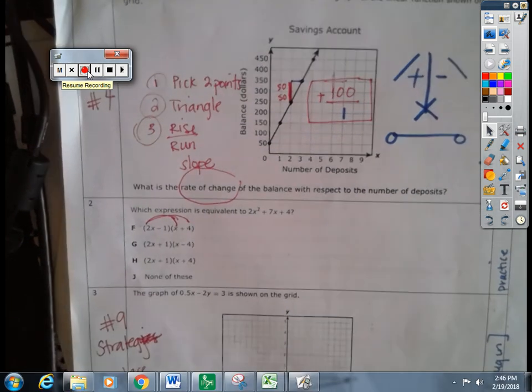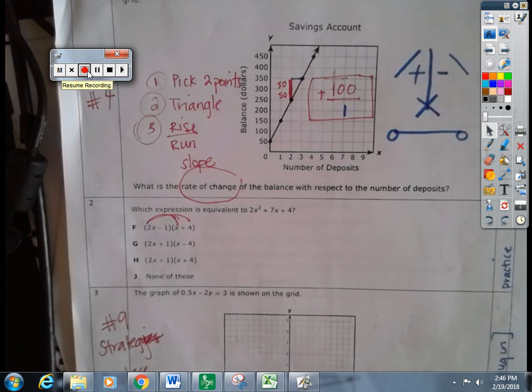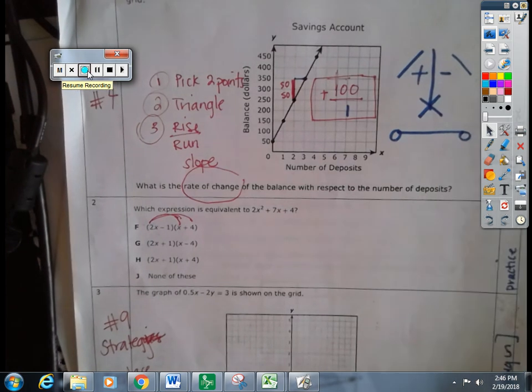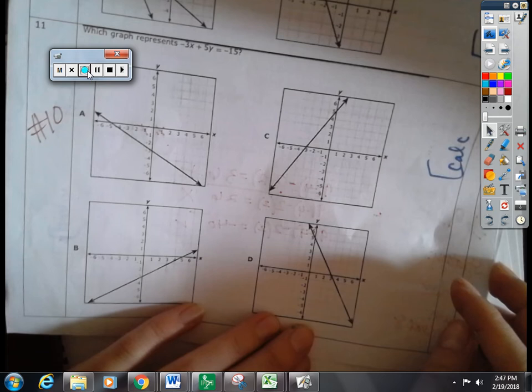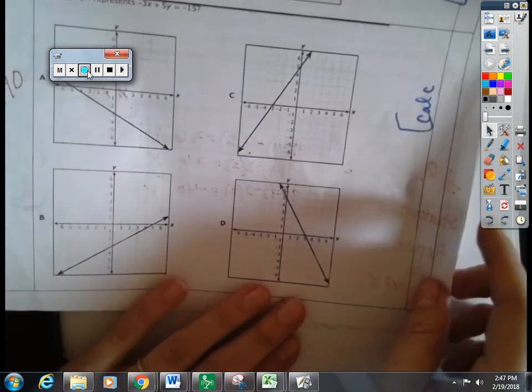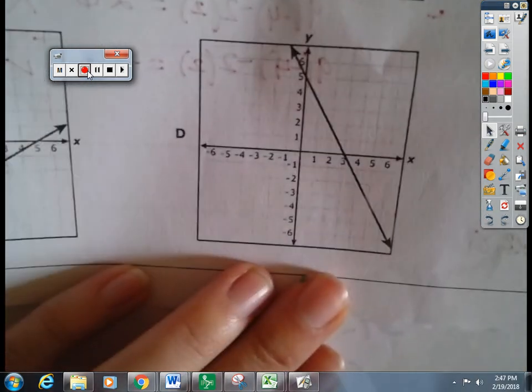I'm going to show you slope on another problem, that way you can know how to do another one. So I'm going to go to number 11. I'm looking at graph D. I'm going to zoom in. So again, you're going to pick 2 points.